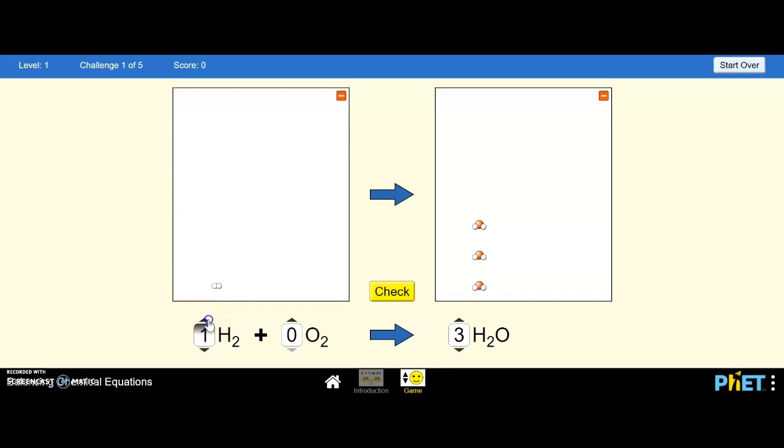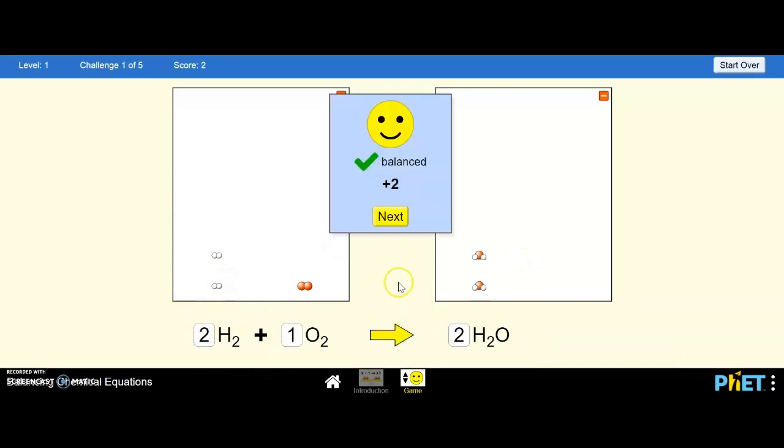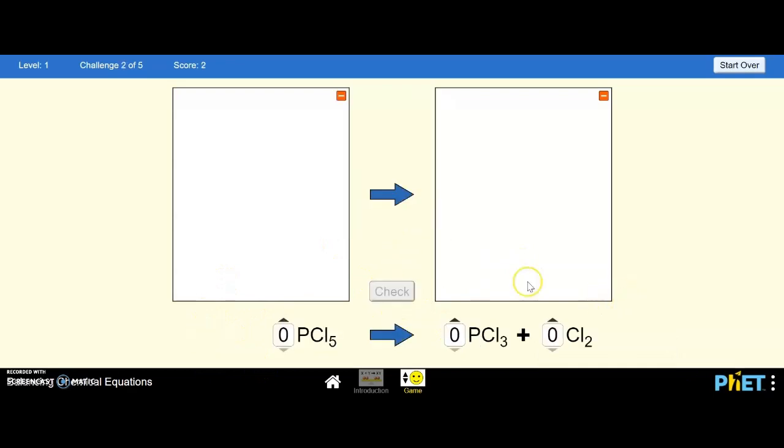If I have hydrogen and I have oxygen, it will form water. So playing with the PhET simulation, if I have one oxygen molecule, it will form 2 water molecules. If I have 2 water molecules, I will need 2 hydrogen molecules, and you can check and it will tell you whether you've balanced the equation or not.